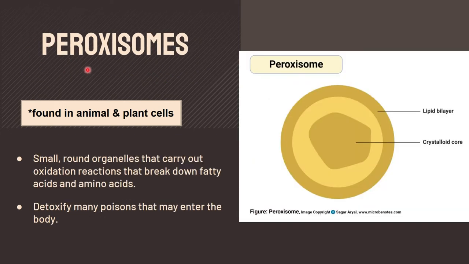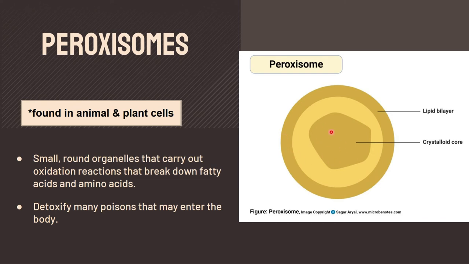Next, we have the peroxisomes. Peroxisomes are found both in animal and plant cells. These are round organelles made up of a lipid bilayer, so it has the same composition as the cell membrane. And then, it has enzymes here in the form of this crystalloid core. So, what does it do?